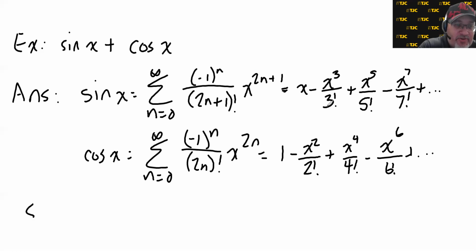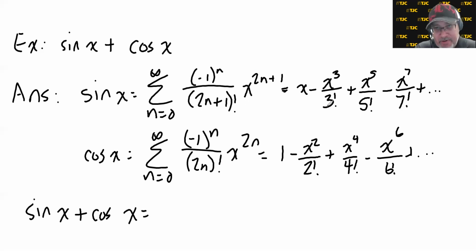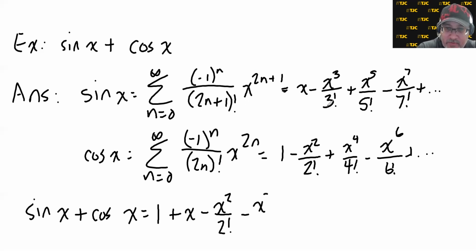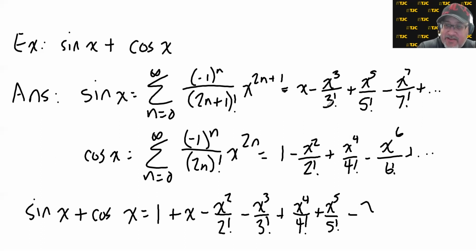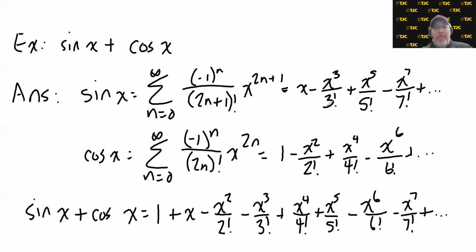So if you were to literally add these series together without using sigma notation, it would be 1 plus x minus x squared over 2 factorial minus x cubed over 3 factorial plus x to the 4th over 4 factorial plus x to the 5th over 5 factorial minus x to the 6th over 6 factorial minus x to the 7th over 7 factorial, and then the next one would be a plus. And it's easy to point out patterns.